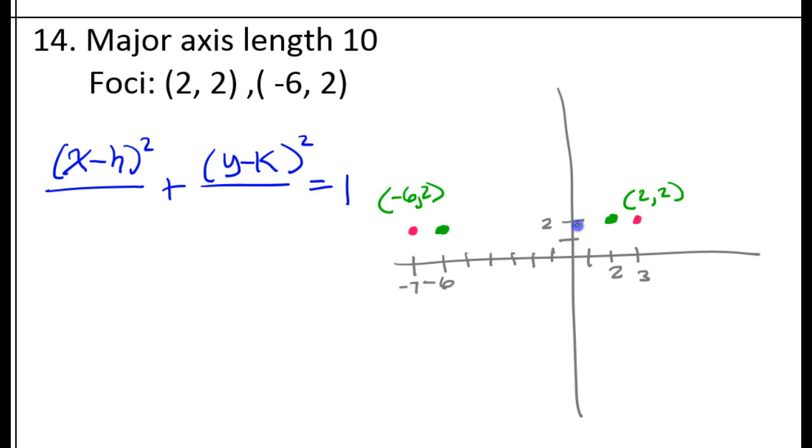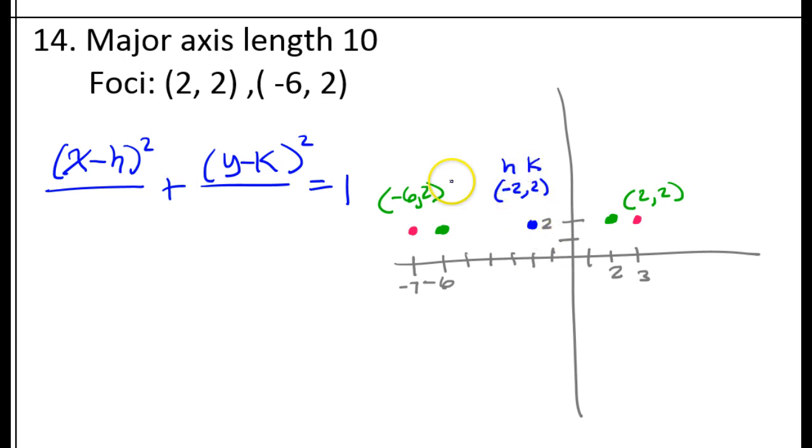From the -6 to the 2, that was 8. So how about if I just go over 4? That should be halfway. So 1, 2, 3, 4 should be right here at the point -2, 2. That should be right in the middle. 1, 2, 3, 4. Yes. So -2, 2, that's the center.